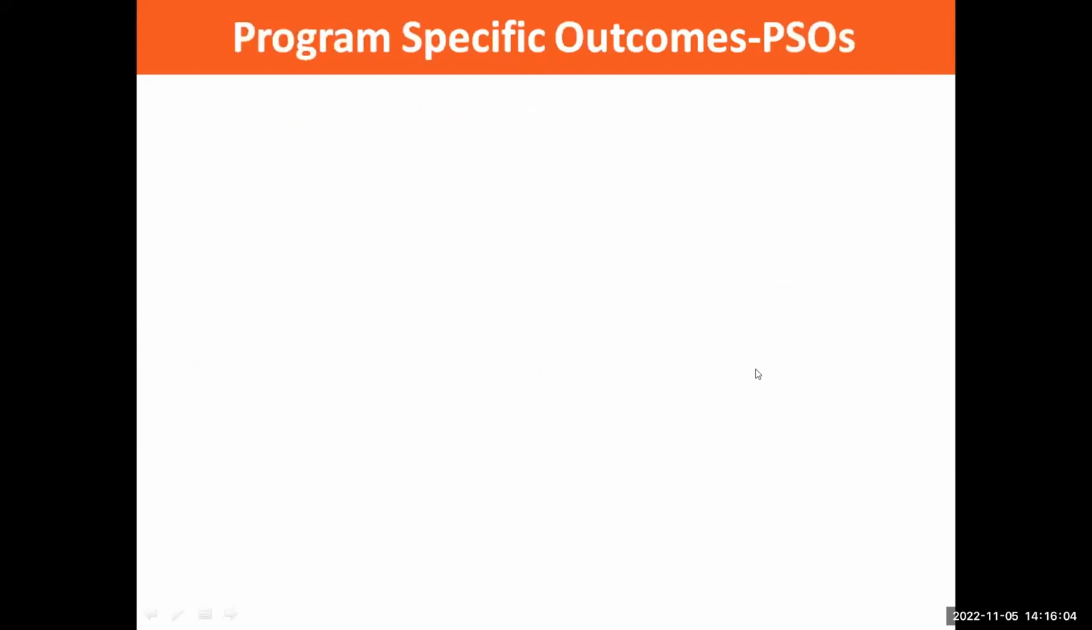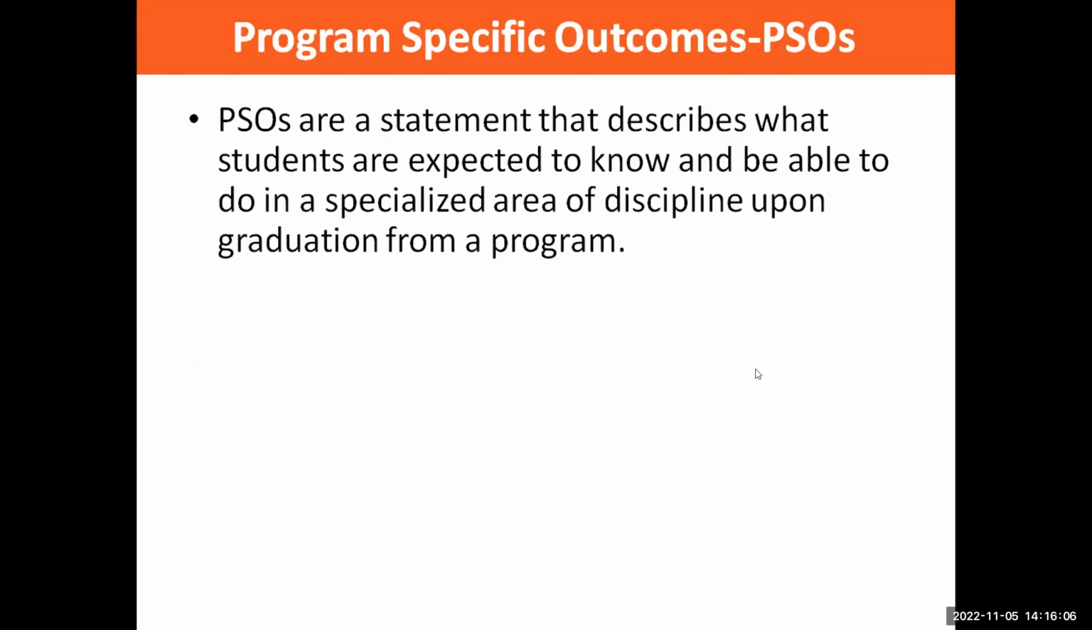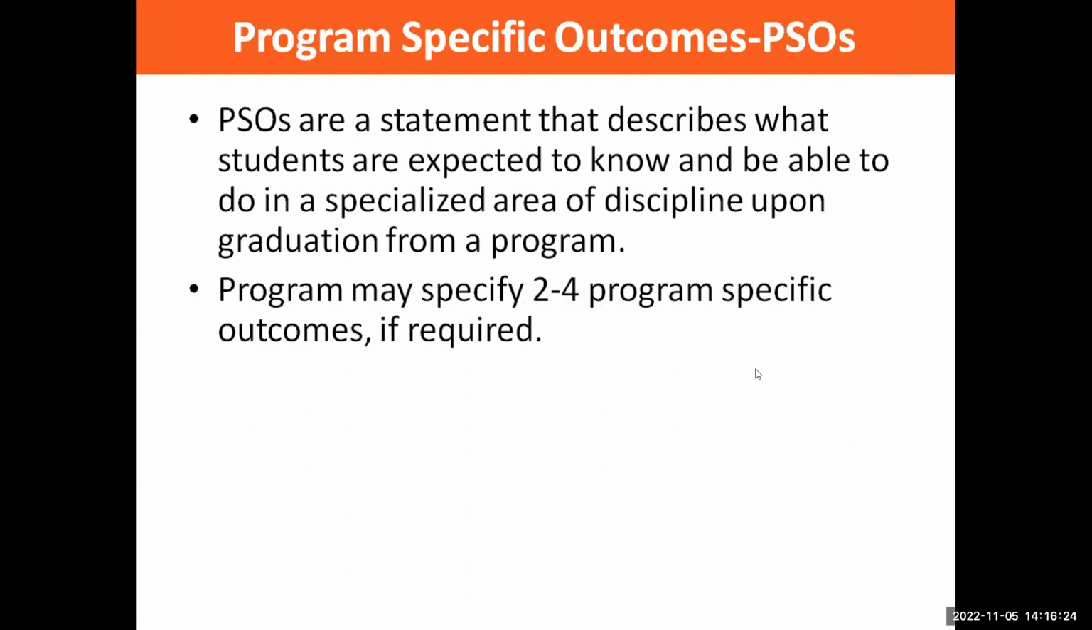Now, program specific outcomes. PSOs are the second level after defining the POs. PSOs are more specific in nature, where a PSO is a statement that describes what students are expected to know and be able to do in a specified area of discipline upon graduation from a program. For example, if it is an electrical engineering program, then it is more specific to the electrical engineering domain. Similarly for a civil engineering program or computer science engineering.